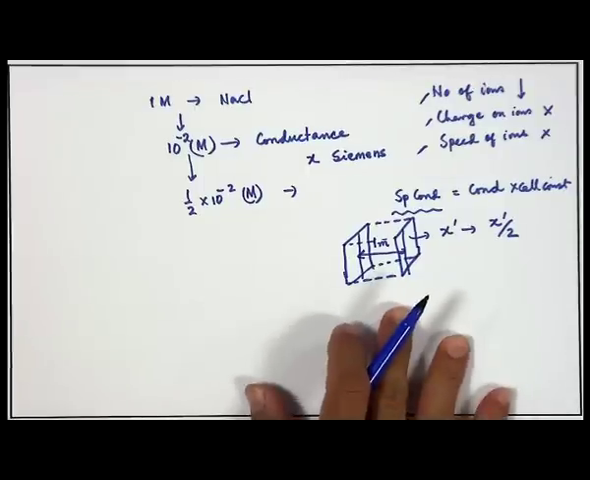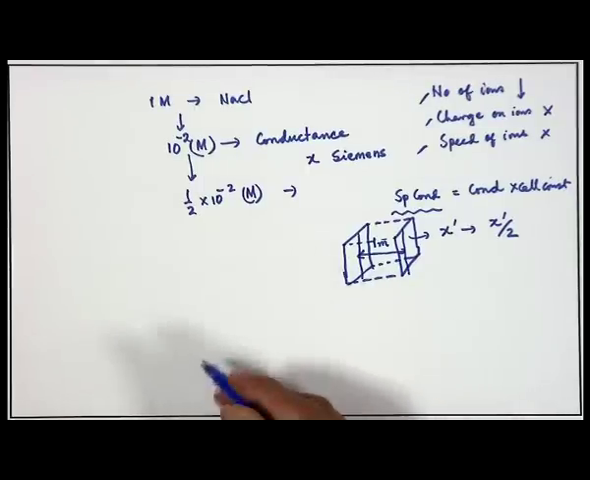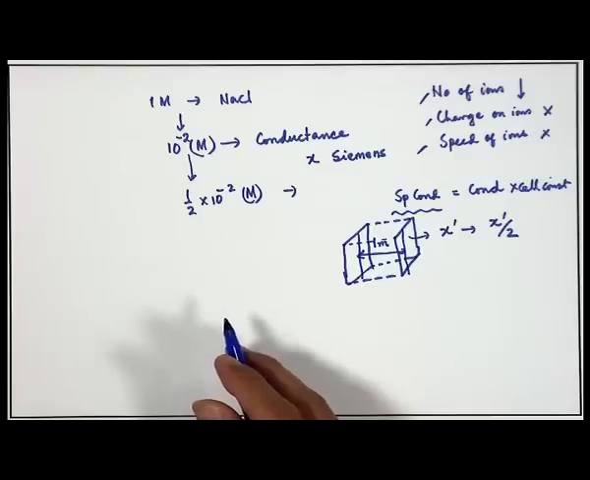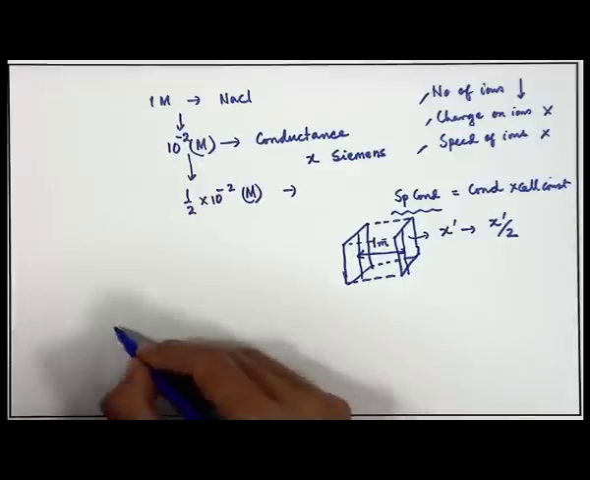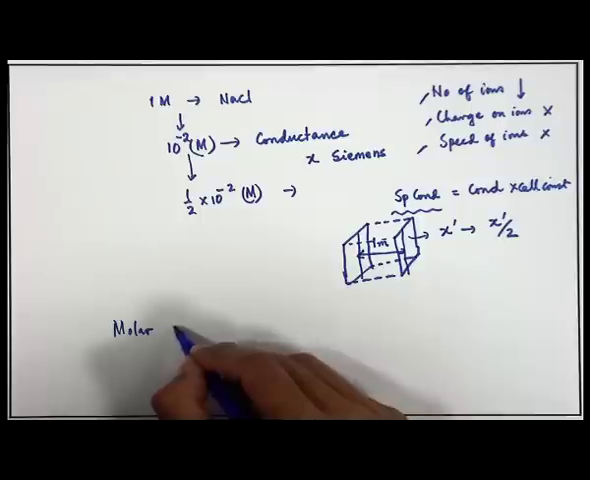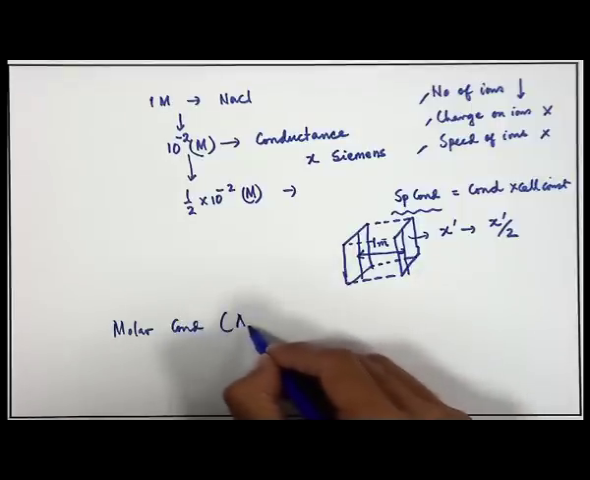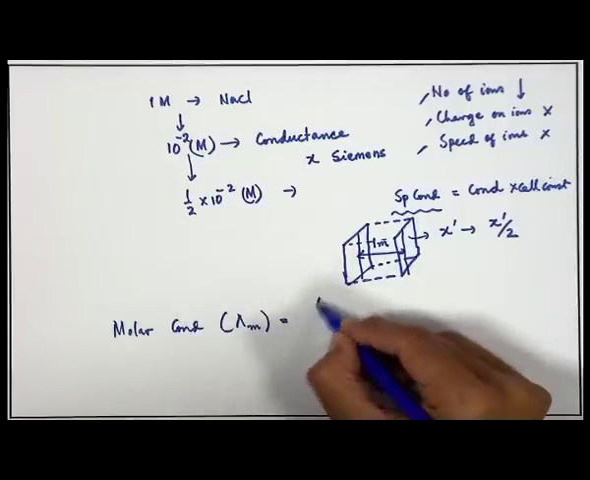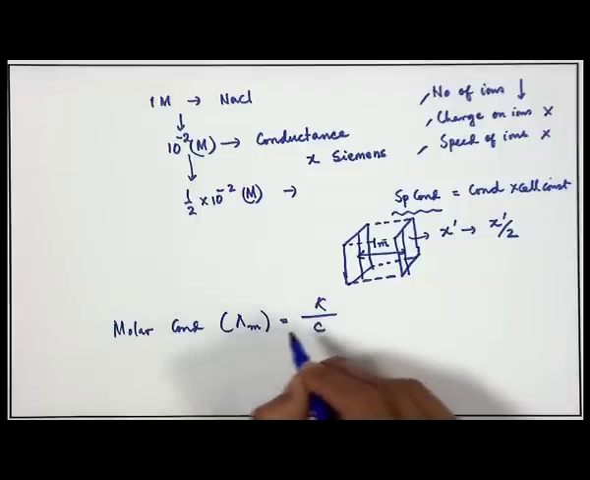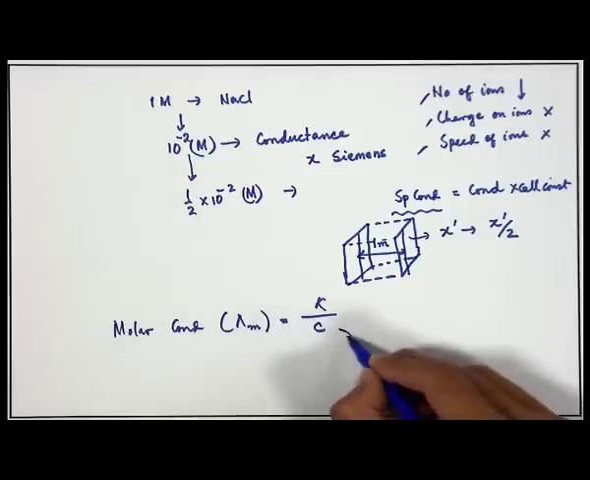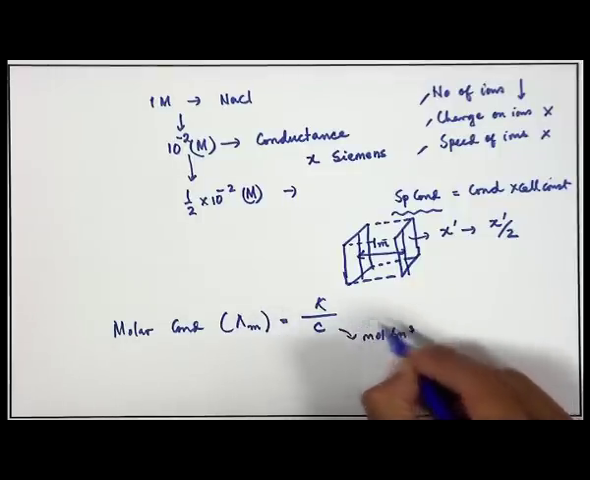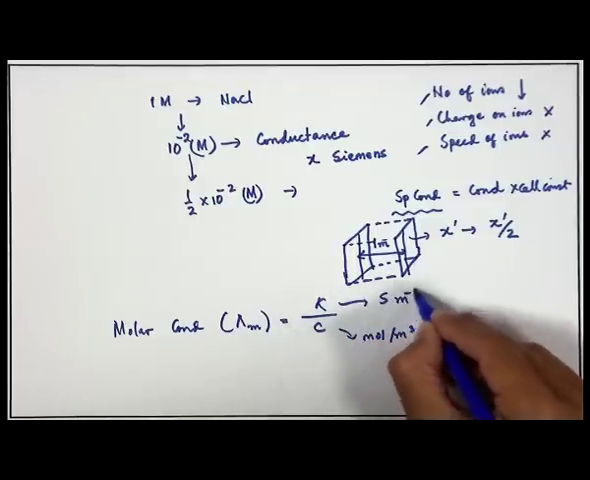That we started to talk about, and in between we wanted to learn about how conductance is dependent on various factors, and we have explained to you that there are 3 major factors. One is the number of ions, another is the charge on the ions, and the speed of the ions. So, molar conductance is lambda m, which is nothing but your specific conductance kappa by C, where C is mole per meter cube and kappa is Siemens meter inverse.